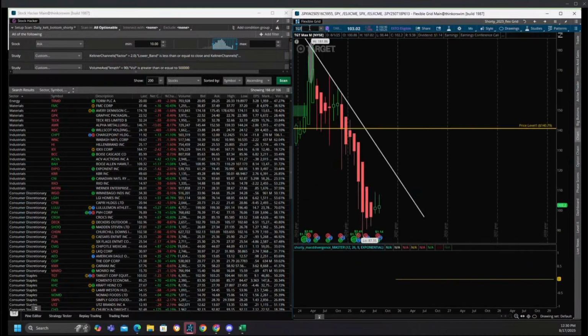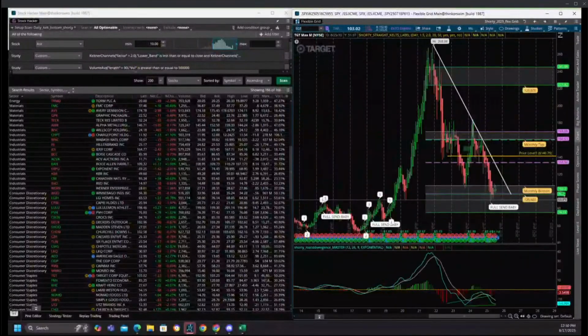Target. Oh, we have a full send on Target, guys, on the monthly. I do have shares of Target, but this is a very good opportunity. I will definitely add Target actually.